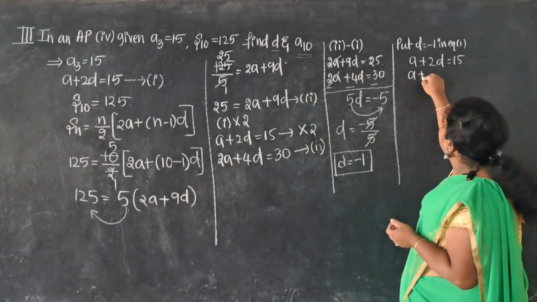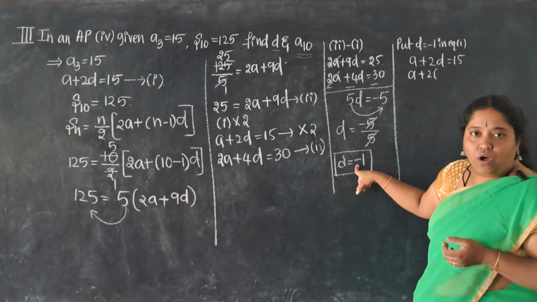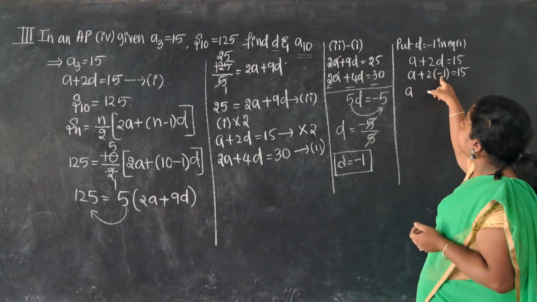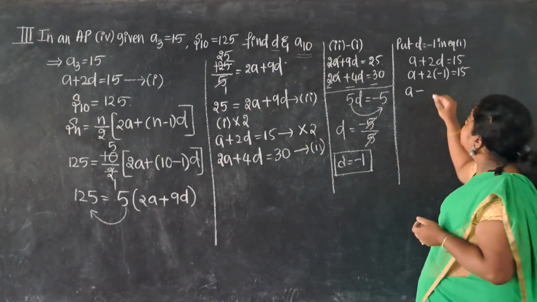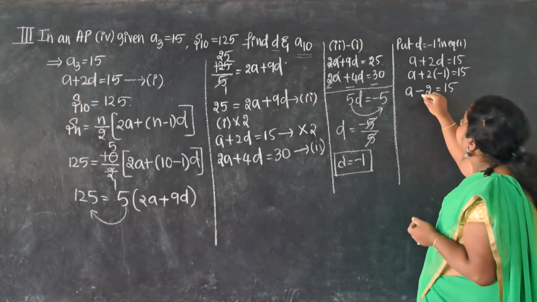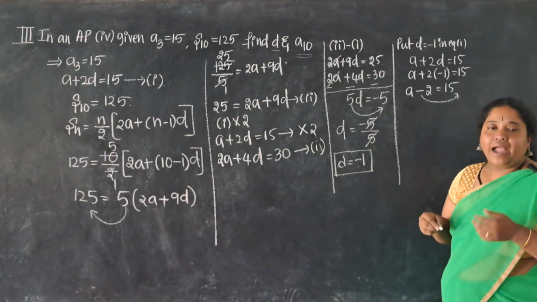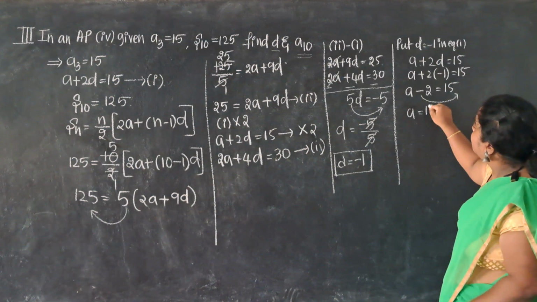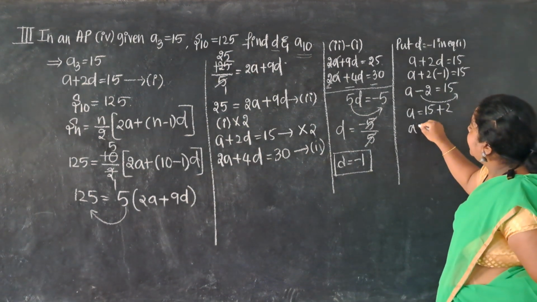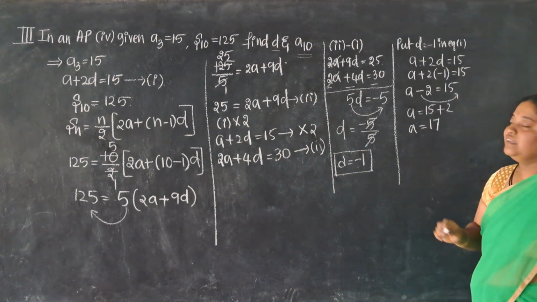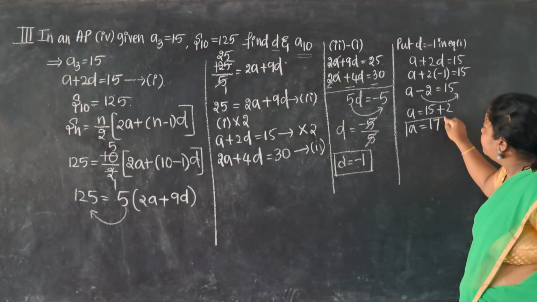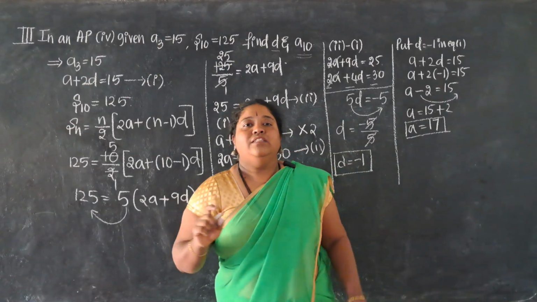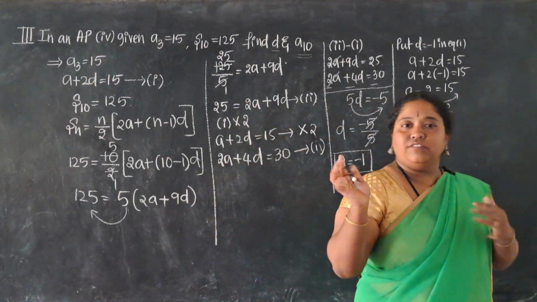Where in case 2 into, what is the D value I have got? -1 is equal to 15. A plus 2 into -1, that is -2, is equal to 15. Yes, I'll send -2 to this side. -2 turns to be +2 when crossing the equation. So A is equal to 15 plus 2, that is A is equal to 17. Once I got the A value and the D value, it becomes very easy for me to calculate the 10th value. Yes or no? The direct formula I can use to proceed with the question.